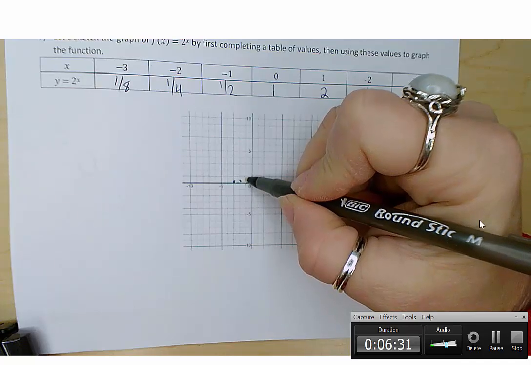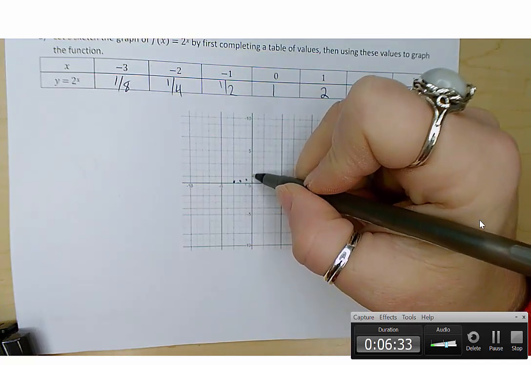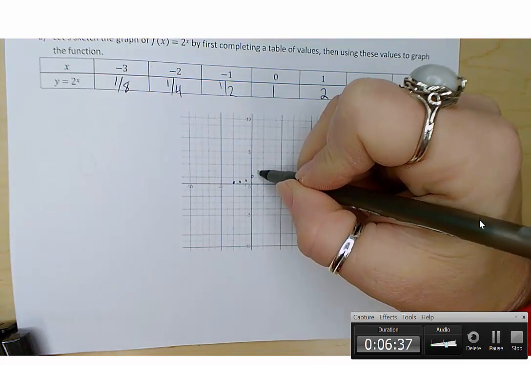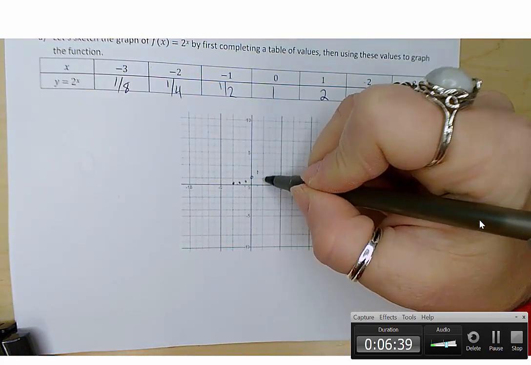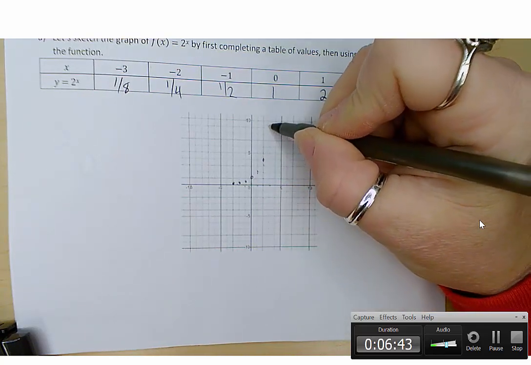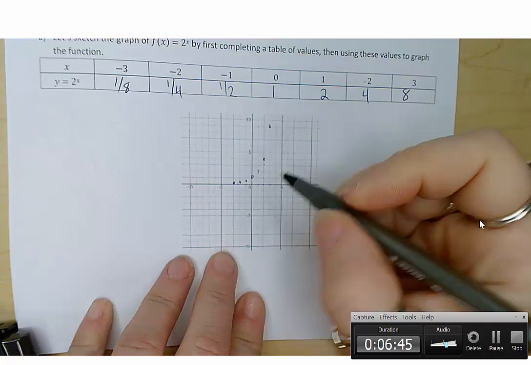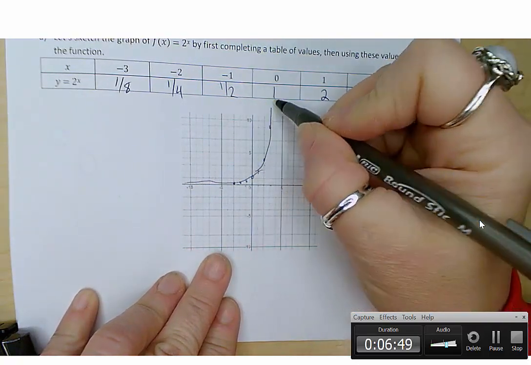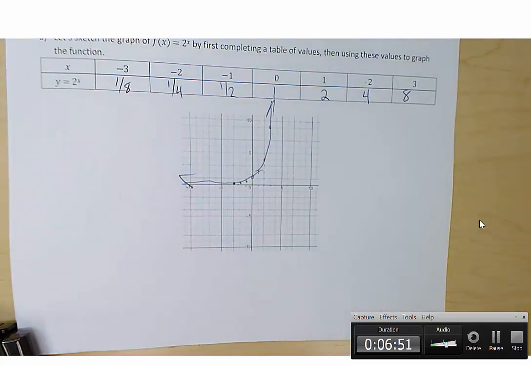Negative 1, we're going to have a 1/2. At the 0, we're going to be at a 1. Then we're going to have 1, 2. We're going to have 2, 1, 2, 3, 4. And we're going to have 3 that's going to go all the way up here to 8 here. And let's connect those dots. So when we connect these dots, this is what an increasing exponential function looks like.